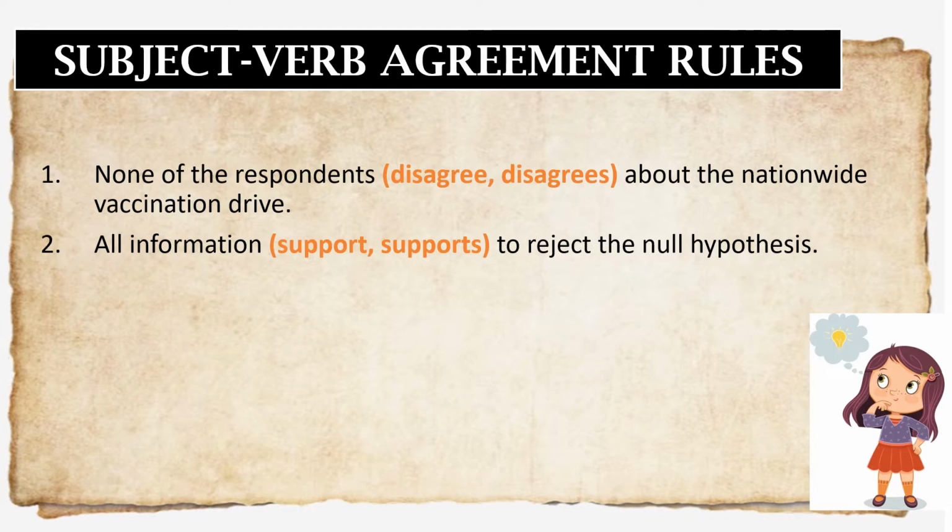How about the second? All information supports to reject the null hypothesis. As we learned earlier, information cannot be counted. Therefore, we need to use the singular verb. So our answer for the second exercise is supports.